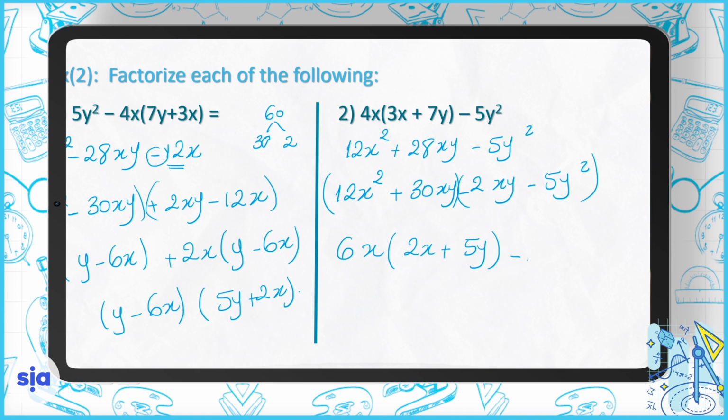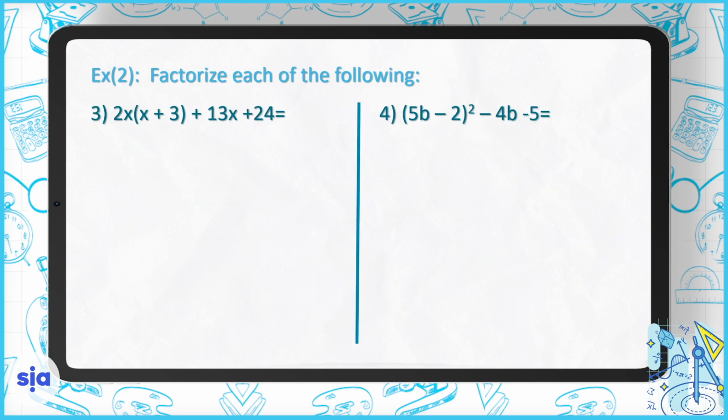And in the second group, the common factor is minus y, so what's left is positive 2x plus 5y. The common bracket is 2x plus 5y multiplied by the singles, the 6x minus the y. Question 3, we need to expand first. It will be 2x squared plus 6x plus 13x plus 24.